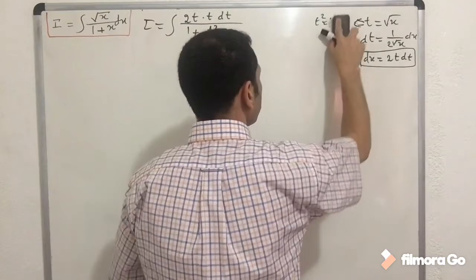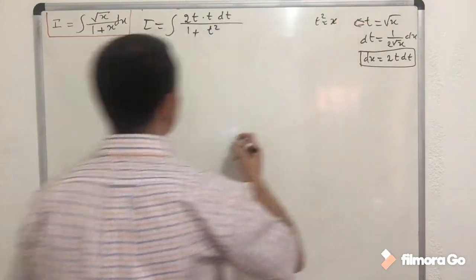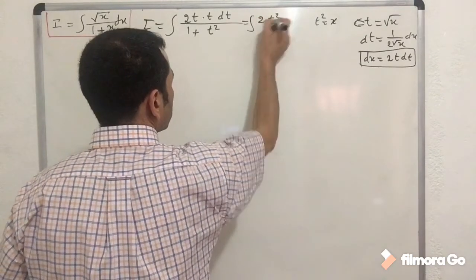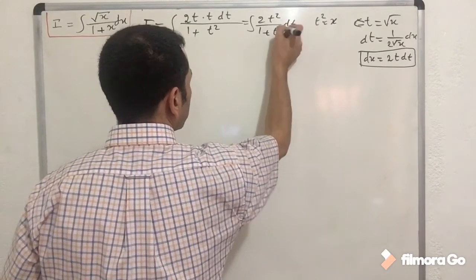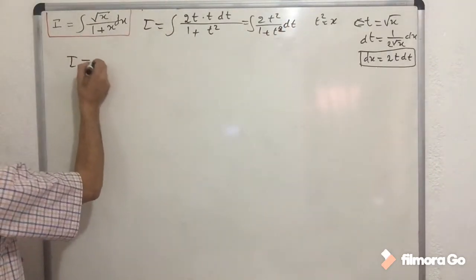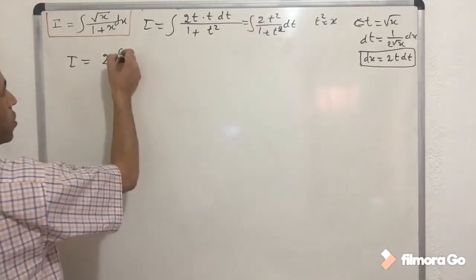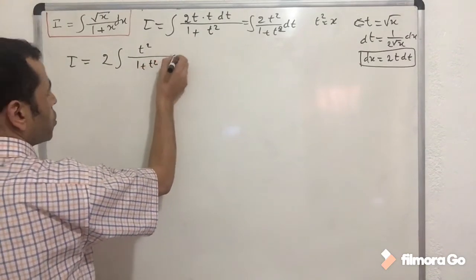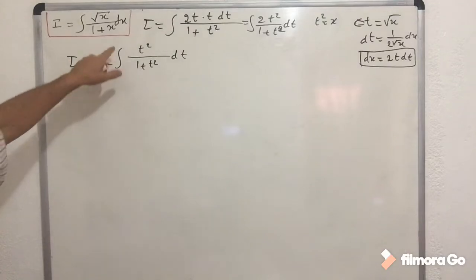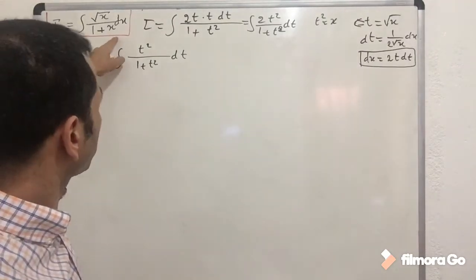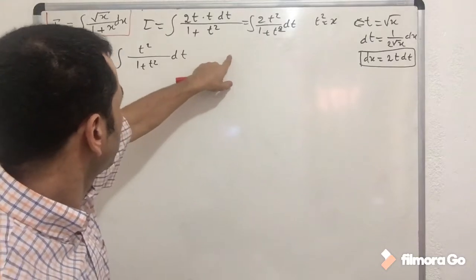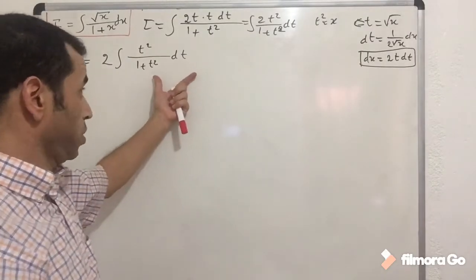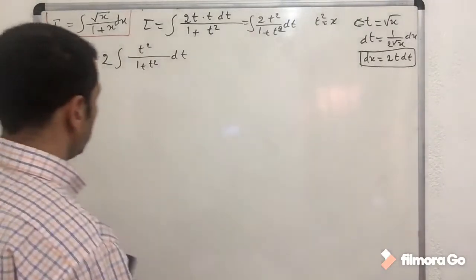Okay, your integral becomes 2t squared over 1 plus t squared dt, right? So your integral becomes, put 2 outside as a constant, 2 times the integral of t squared over 1 plus t squared dt. Take a look at here now. With the substitution, you change your x variable completely into a new variable, which is t. You see, your new integral becomes in terms of t, not x. So what to do now?